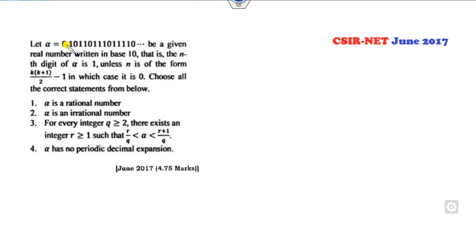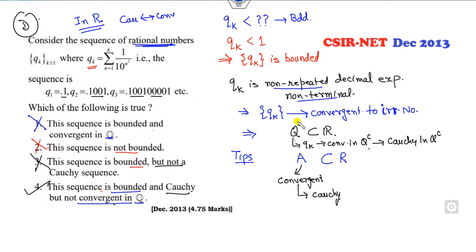Look at this another one. Again, alpha is 1 0 1 1 0 1 1 0 and so on, a real number to the base 10. Choose which of the following is rational, irrational, fixed, and so on. What is the meaning of that? You can see I can prove it is bounded in this manner. Also you can see it's convergent, and every convergent sequence is bounded. So it is also bounded, but I already took that from here.